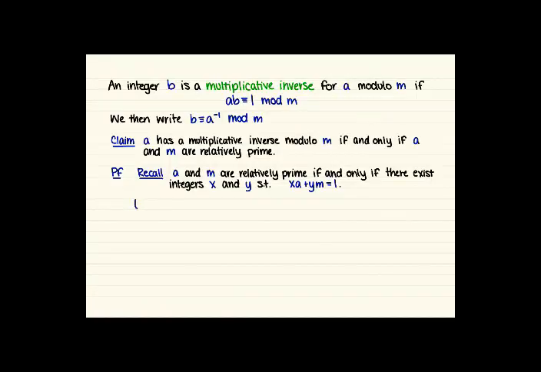This is an if and only if statement, so we're going to have to prove both directions. For both directions we're going to use this fact that we've talked about before when we were looking at things being relatively prime and greatest common divisors, which is that a and m are relatively prime if and only if there exist integers x and y such that xa plus ym equals 1. This fact has already come up a couple of times in doing proofs. It's a really handy thing, and it's useful again here. So let's start by proving the forward direction.